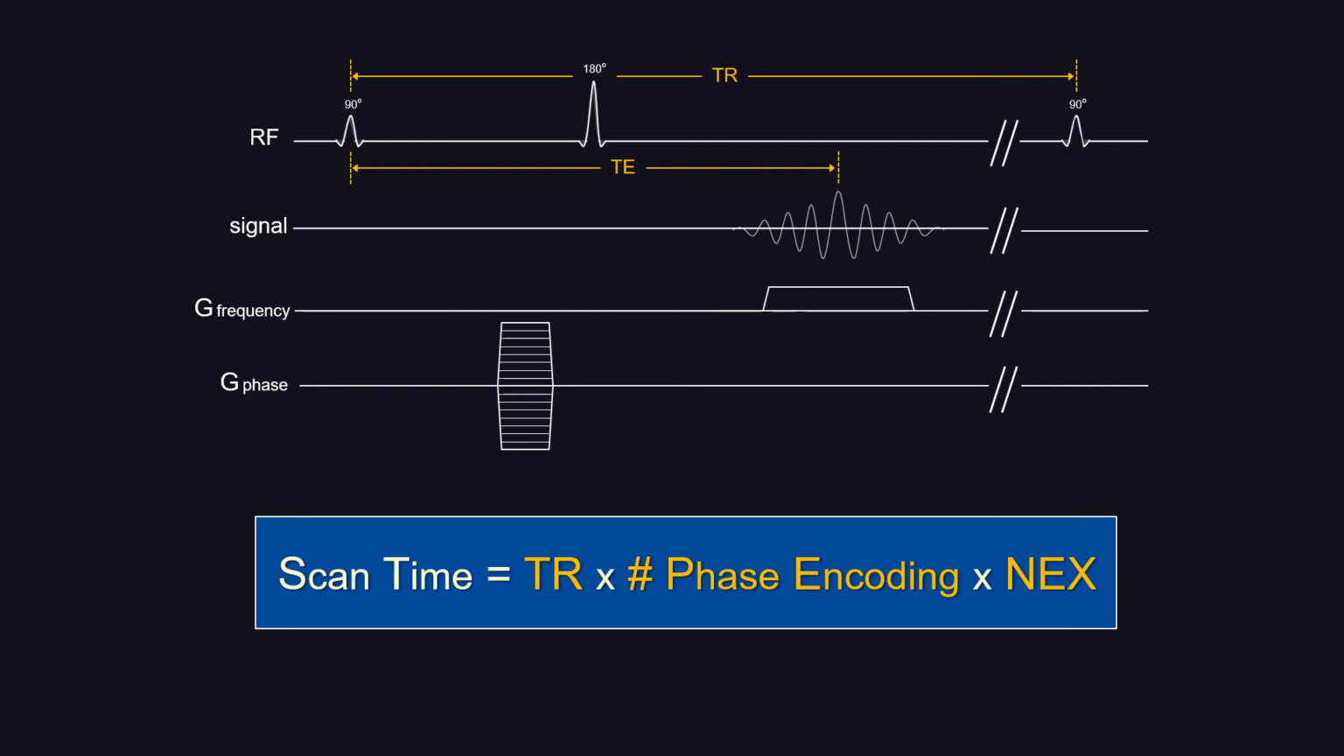Therefore, when you look at the equation of scan time, it's TR times the number of phase encoding steps times NEX, number of excitations, or NSA, number of signal averages. What's missing here is TE and the number of frequency encoding steps. In other words, TE and frequency encoding do not factor into scan time. TR and phase encoding factor into scan time.